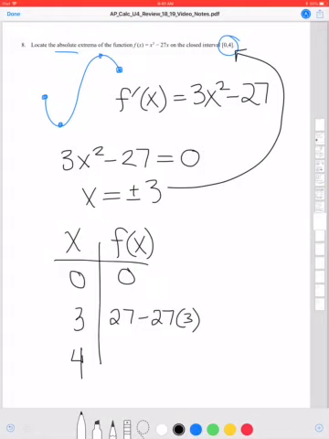All right, well that's definitely going to give me a negative value. And it just says locate the absolute max and min, so I don't necessarily need to calculate 27 times 3 if I don't feel like it. And then 4 cubed is 64 minus 27 times 4.